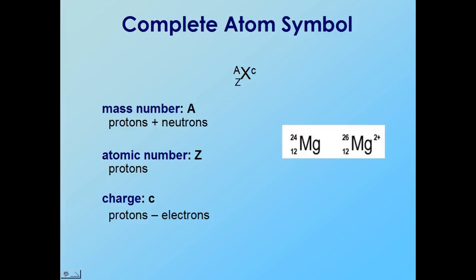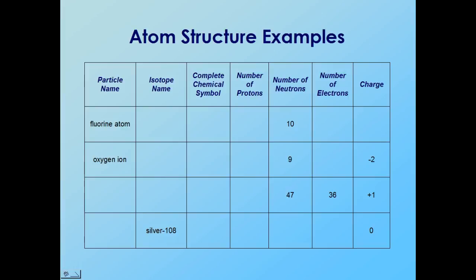And then the charge will be in the upper right-hand corner. If it is neutral, it could have a 0 there, or it could be left alone, which is what we see on the left. So that magnesium, the 24/12 magnesium, is a neutral atom, while the 26/12 magnesium 2+ is a positively charged ion known as a cation. If it has a positive 2 charge and it started with 12 protons, it is short 2 electrons, therefore it would have 10 electrons. So we're going to do a few more examples that hopefully will help clarify anything.